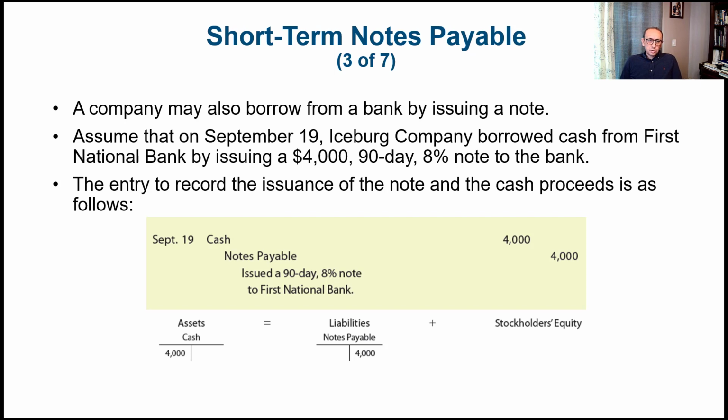So the entry to record the issuance of the note and the cash proceeds would be very simple. We're going to debit cash because we're receiving $4,000 from the bank, so cash is increasing. And also we're increasing our liability, so we're issuing notes payable for $4,000.